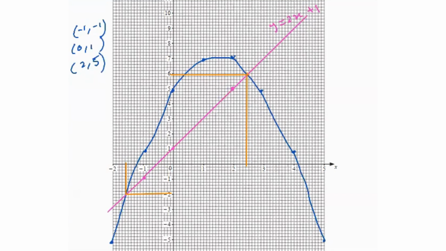So the first point is going to be x equals approximately 2.4 and y approximately 6. And over here it's going to be x equals approximately negative 1.7 and y approximately negative 2. Approximately, once again, since it's a rough sketch.